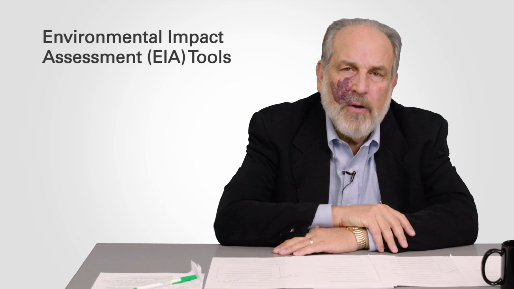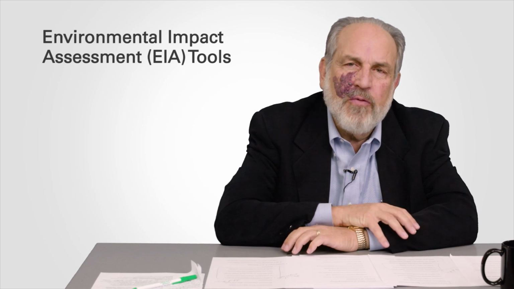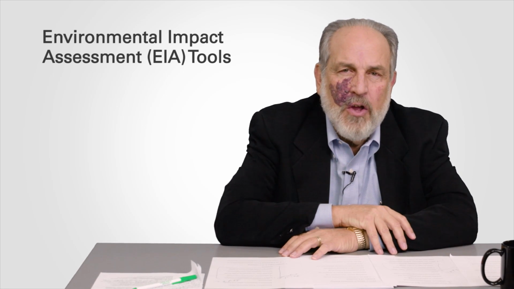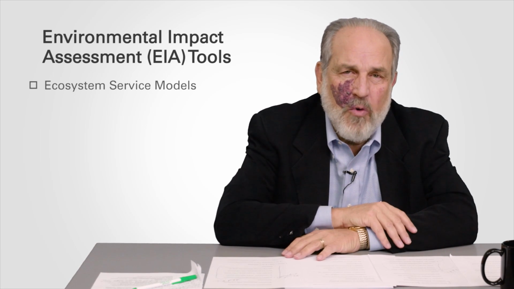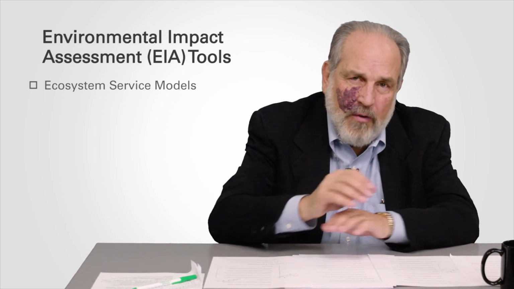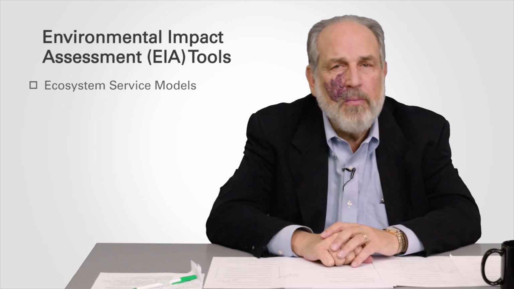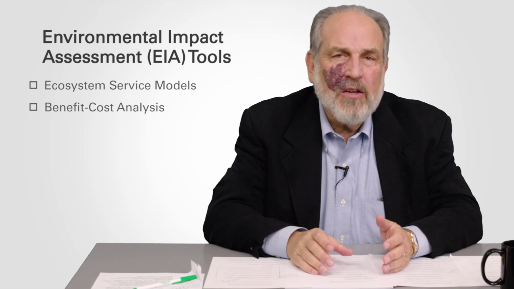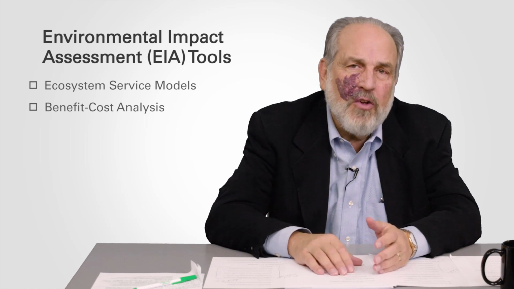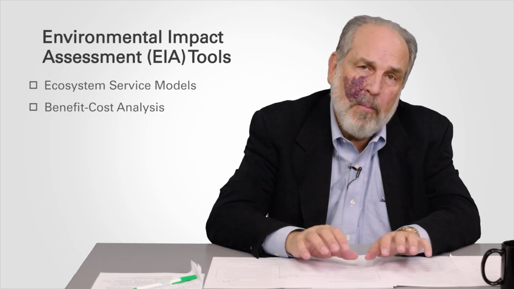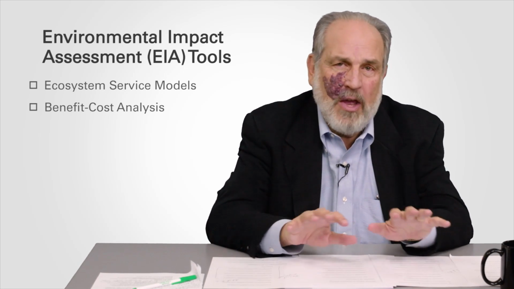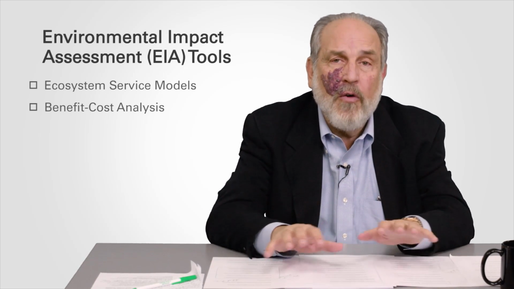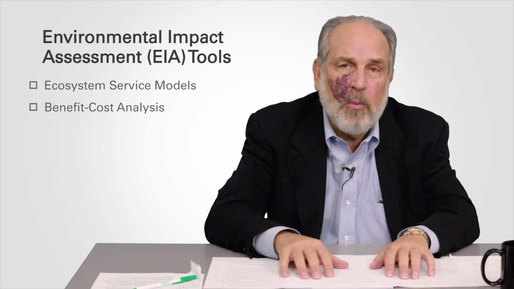EIA, or Environmental Impact Assessment, can incorporate a whole series of different kinds of analysis. You can use ecosystem service models to try to forecast what the effect might be on various subparts of the ecosystem. You can use benefit cost analysis, converting different kinds of impacts to their monetized value and looking at different kinds of costs and benefits to different groups of different ways of imagining a development project.